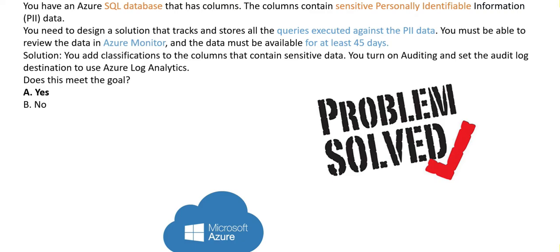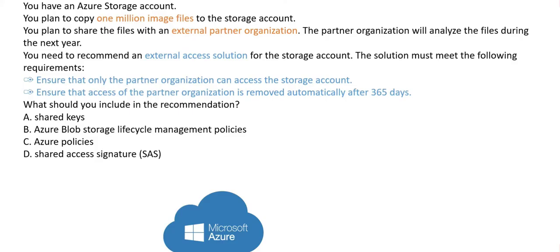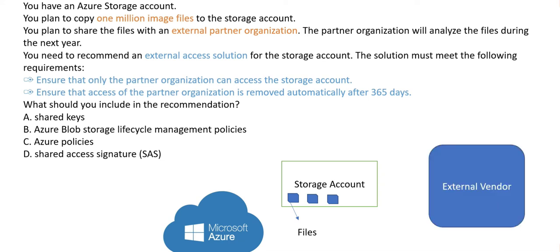Let's move to the next question. You have an Azure storage account and you plan to copy 1 million image files to the storage account, and you plan to share the files with an external partner organization. So let me show you in a diagram. You have a storage account and we plan to copy 1 million files. These blue ones are files. Now you have an external vendor to whom you want to give access. This external vendor can read and write from the storage account.